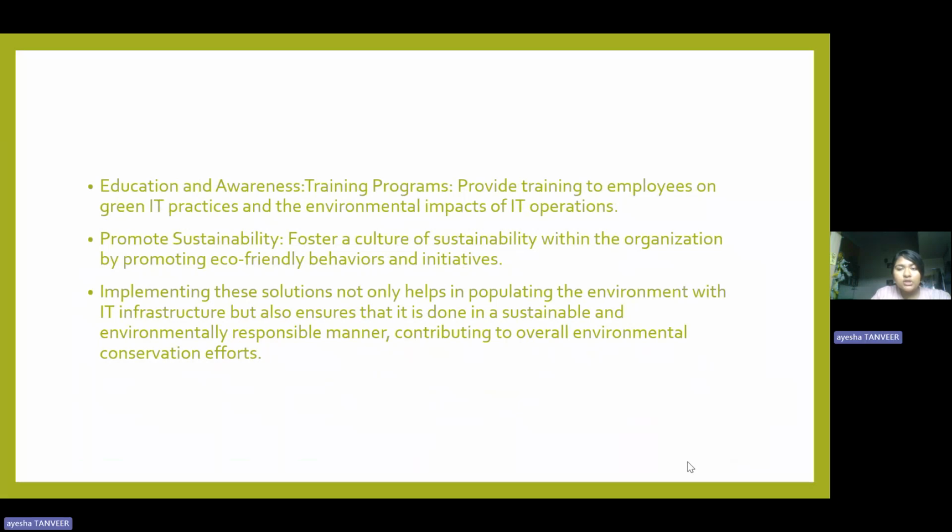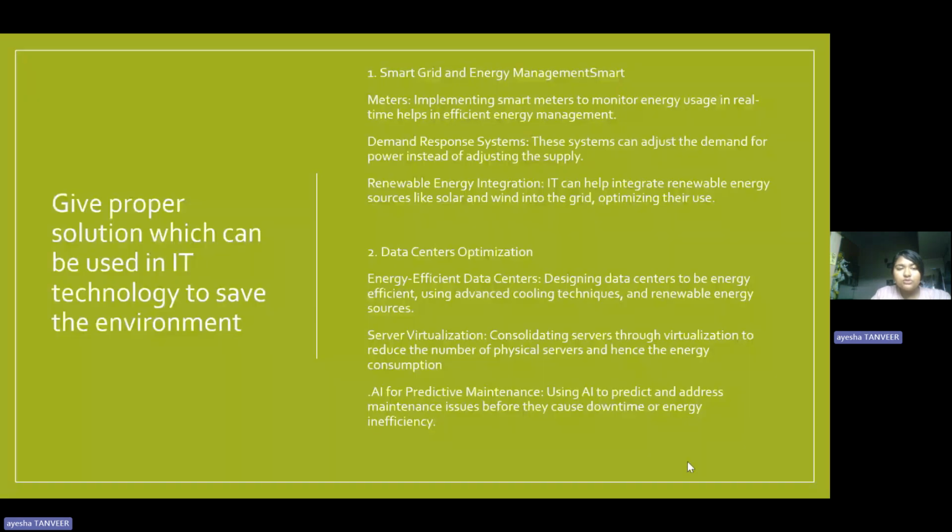Implementing these solutions not only helps in populating the environment with IT infrastructure but also ensures that it is done in a sustainable and environmentally responsible manner, contributing to overall environmental conservation efforts. Next, some proper solutions which can be used in IT technology to save the environment.